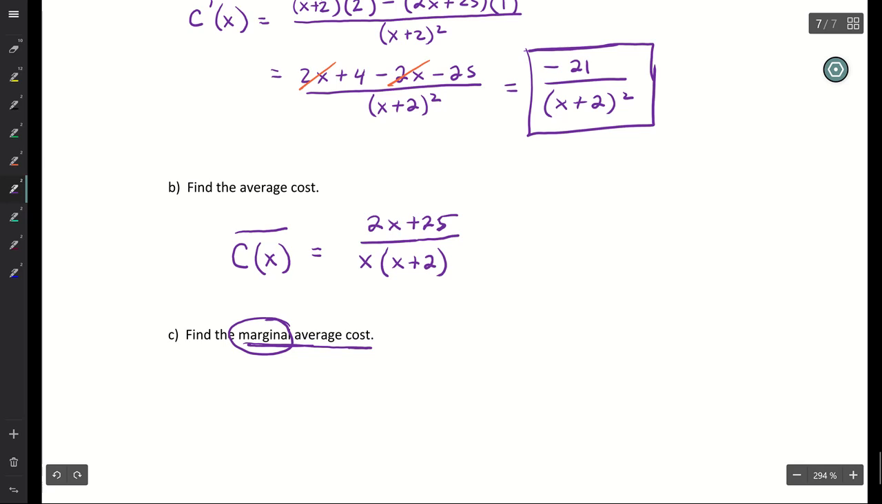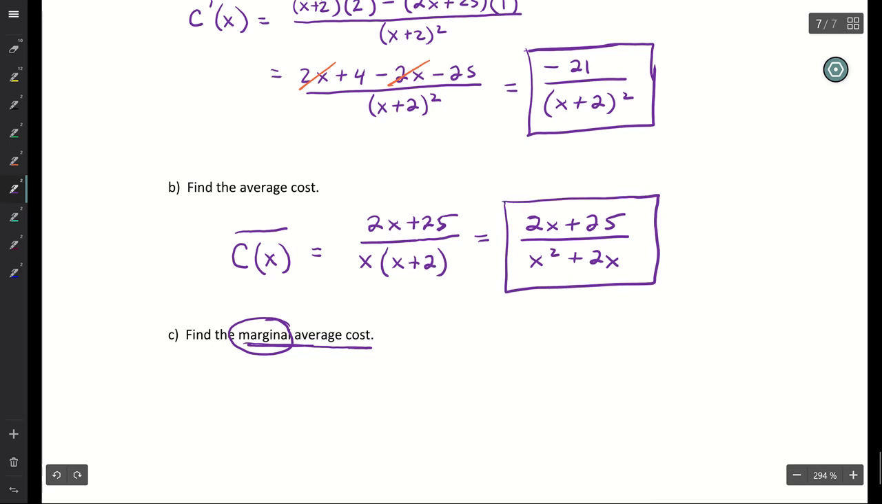This is also another problem where you end up with a product in the denominator and the overall problem is a quotient. So I really don't want to have to use a product and a quotient rule in the same problem. So in this situation, it's better for me to go ahead and multiply that denominator out so that my actual work is not so bad on the next piece. Okay, so there is my average cost function.